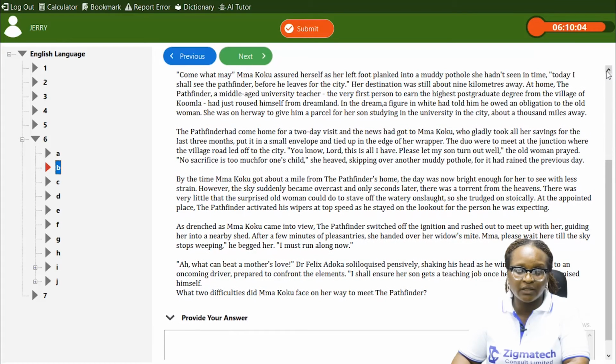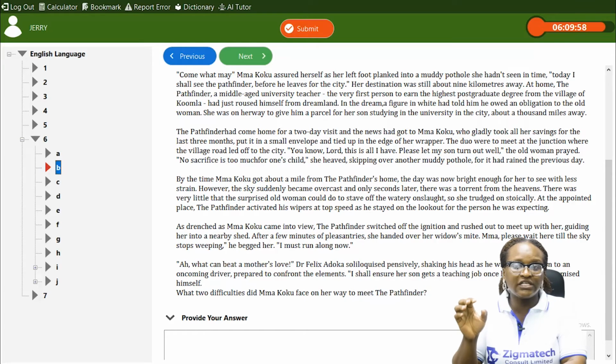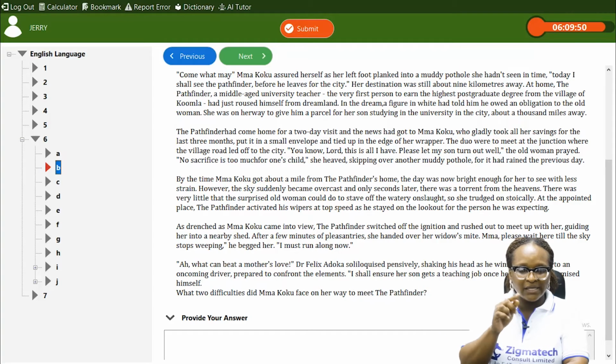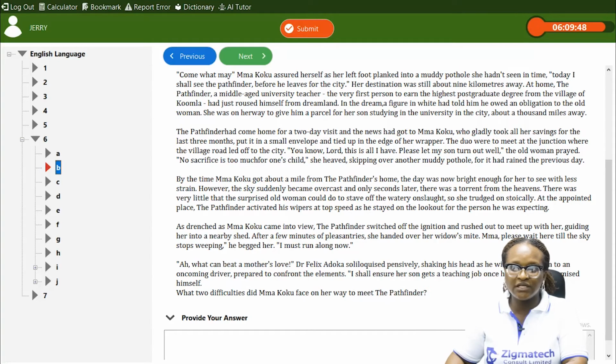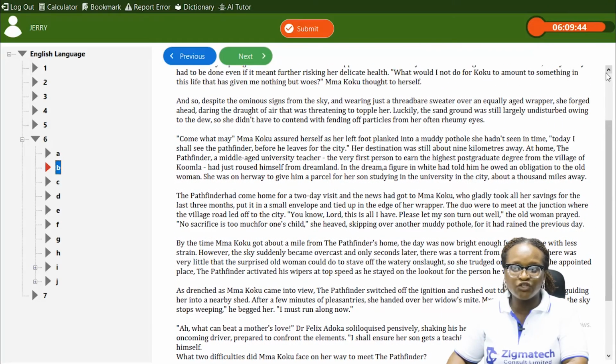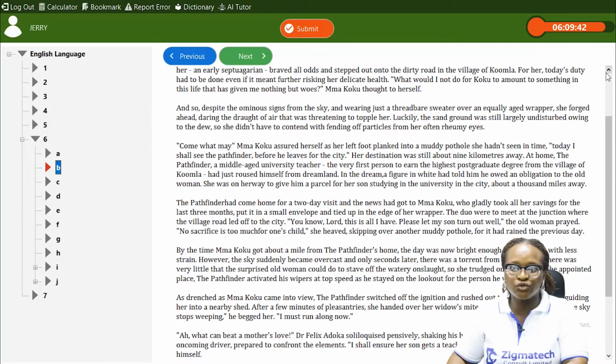Yes, you go back to check. What two difficulties? And if I'm to answer this, I will also use my preamble. The two difficulties Mmakoko faced on her way to meet the pathfinder are as follows. I will observe my colon. I. What was the difficulty that she faced? It was raining. Yes, it rained heavily, so she had issues.